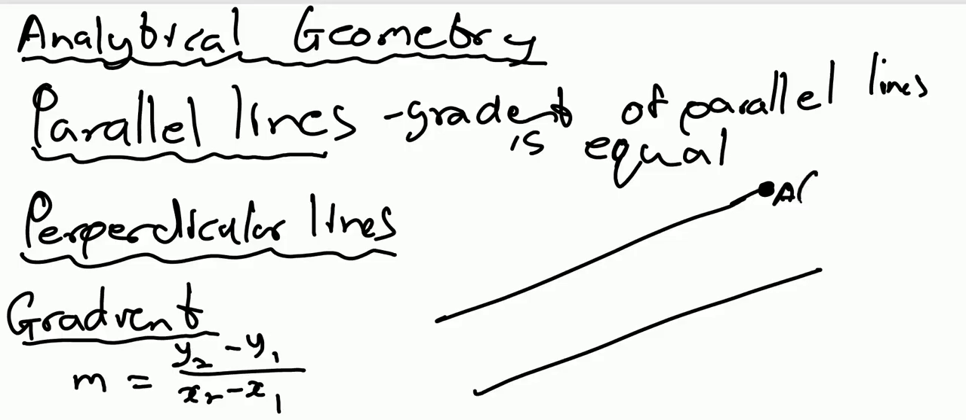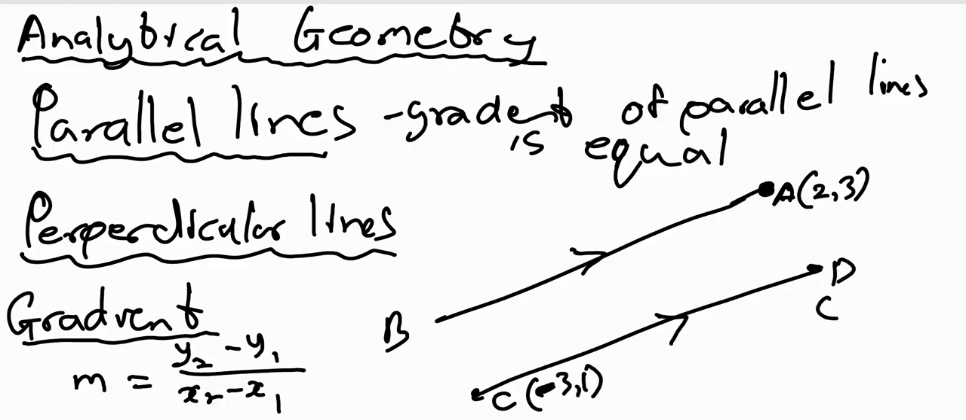Here you have point A, which is (2, 3), right? And here they say this line is parallel to this line. You have B. You have C, which is (-3, 1). You have D, which is (4, 2), right? Let's say you have these two lines, and they are saying find the equation of AB.